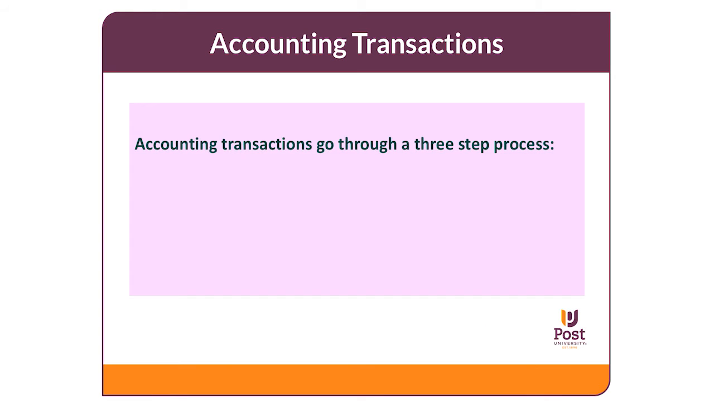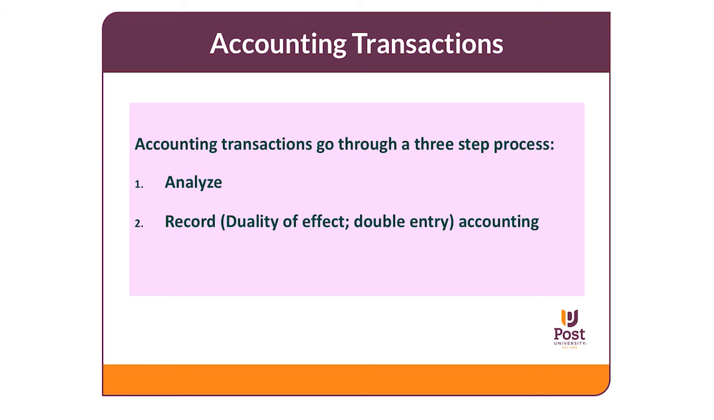We are going to put our accounting transactions through a 3-step process. First, we analyze each transaction to determine what accounts will be affected. Then we record the transaction. When we record the transaction, it has at least 2 effects on the accounting equation.